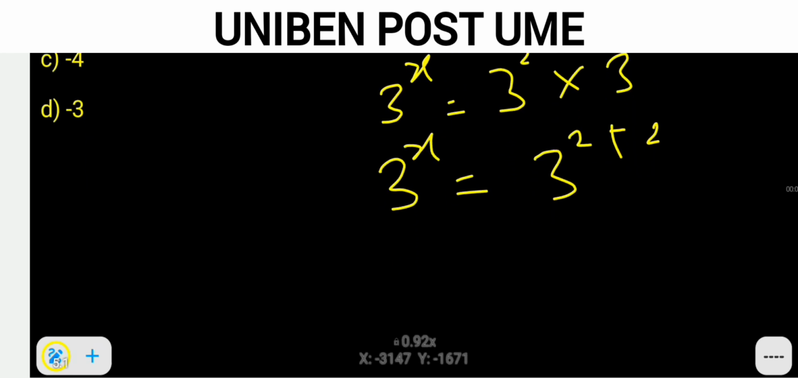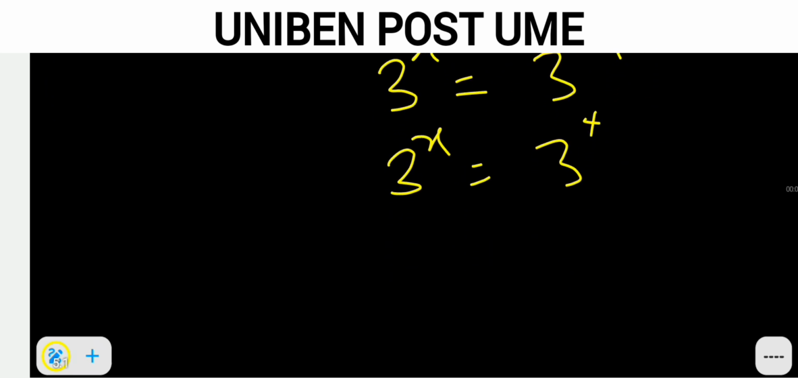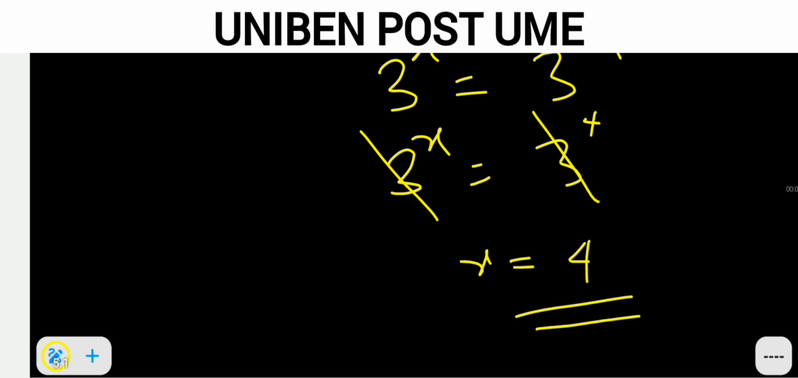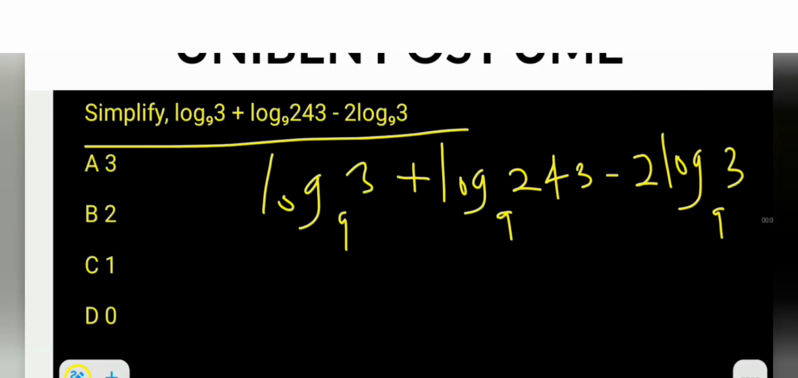So on the left hand side, you're going to have 3 raised to the power x. Then on this side, you have 3 to the power 2 plus 2, which will give you 4. So 3 raised to the power x is equals to 3 raised to the power 4. So you can see that something is similar here. The bases are the same. So you can cancel out the bases. Then you just equate the powers. So x is equals to 4 will be the answer to this question. So you can answer here, x is equals to 4, option A.